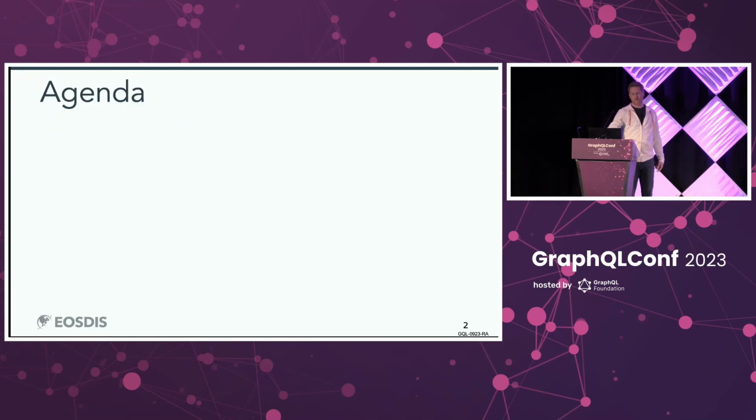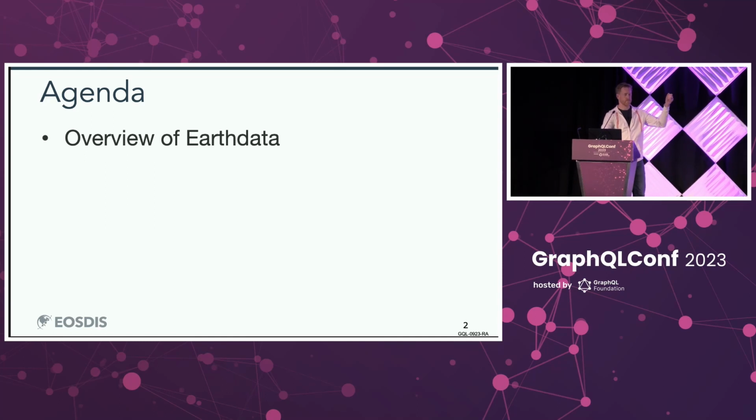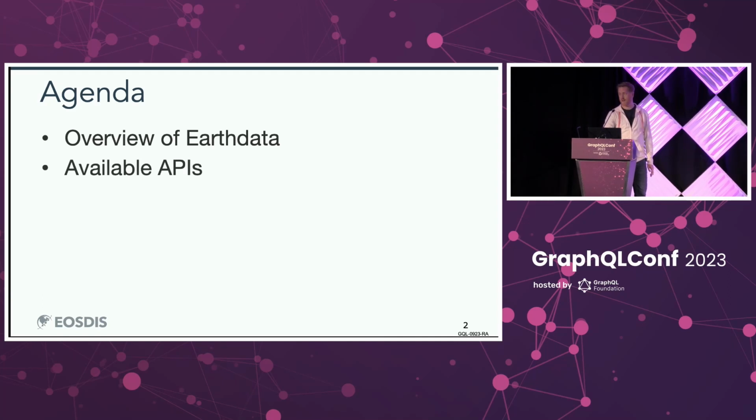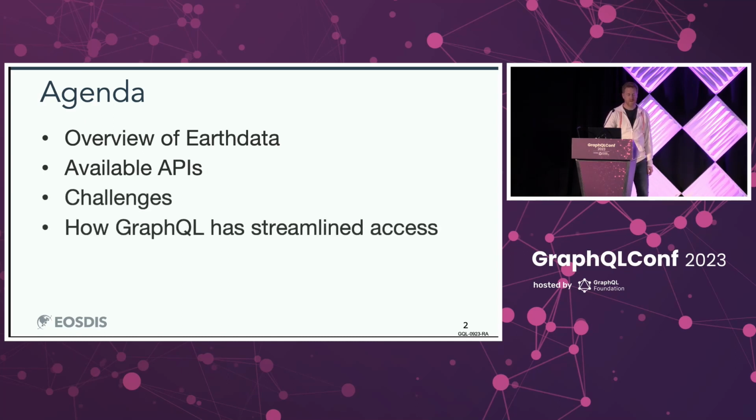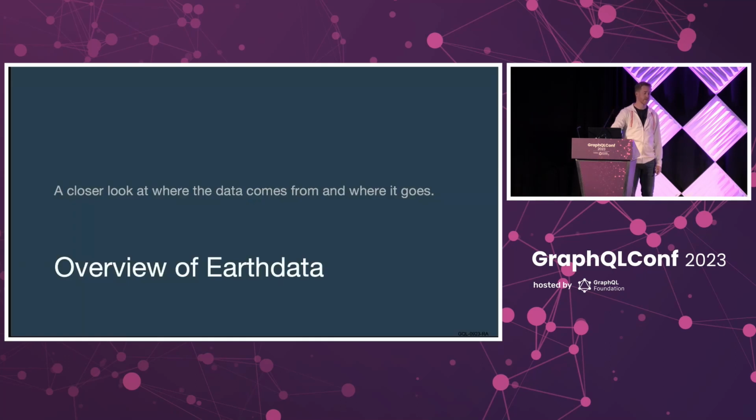So we'll go through a couple of things today, mostly an overview of what we're even looking at, so Earth data, science data, what APIs we have available to us and what they do, the challenges that we face with those APIs, and then how GraphQL helped us streamline the use of those APIs. And then assuming we have any time at the end, we'll go through some examples of where we're using it today.